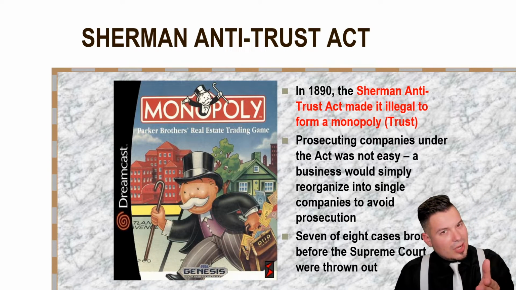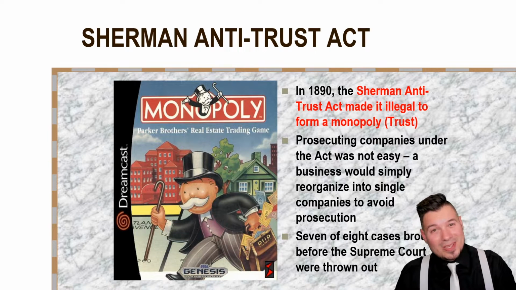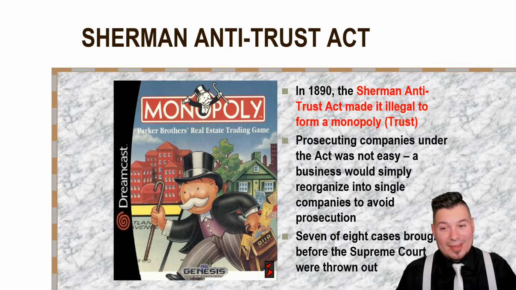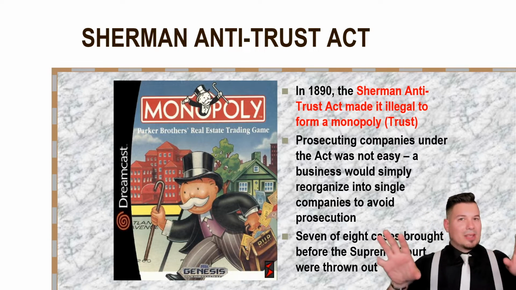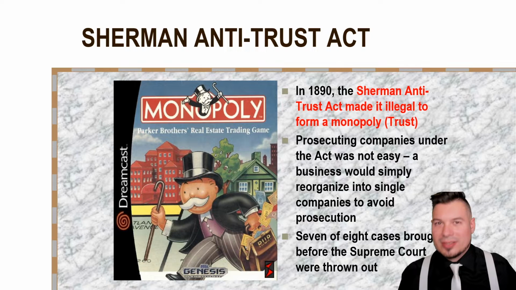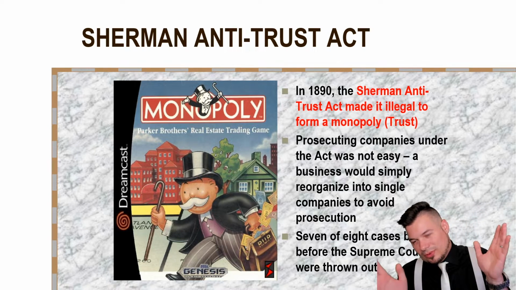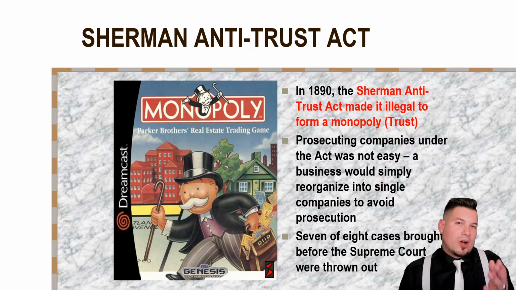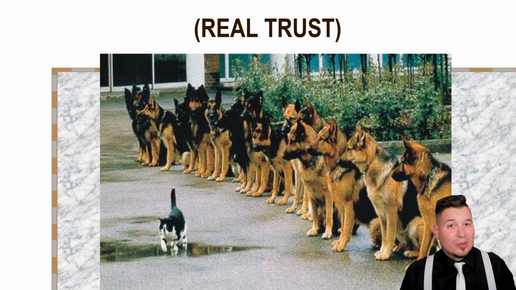Prosecuting companies under the act was not easy, because these companies would do some pretty shady stuff. They would simply reorganize into single little companies, saying, hey, we're not monopolies, see, I have a competitor. 7 out of 8 cases were thrown out of the Supreme Court. They were just hard to get. We are going to see later on, Teddy Roosevelt's going to take a better stance at this, but it was hard to nab these guys, it really was.